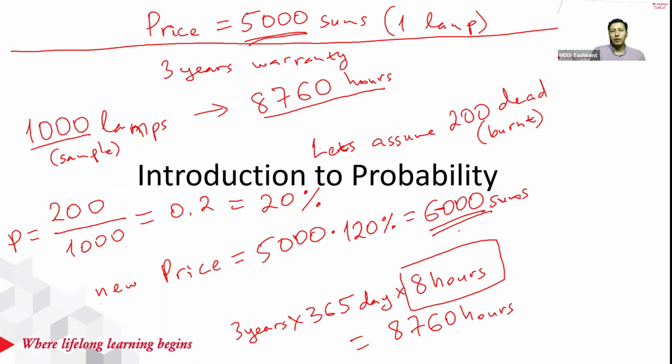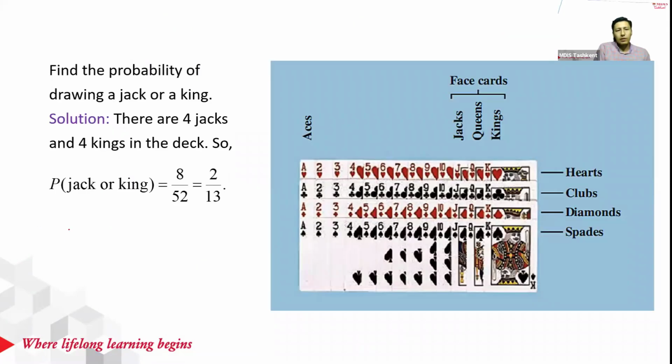So after this study, after waiting 1 year, you can increase the price from 5,000 to 6,000 and give 3 years warranty, and you don't lose anything. You lose nothing.